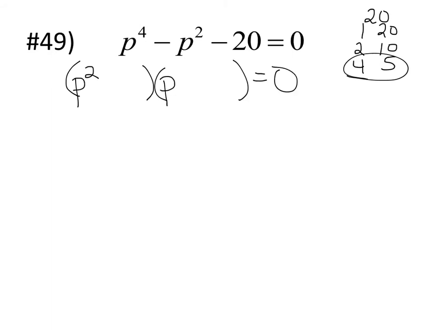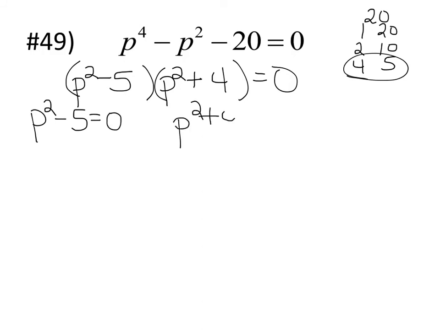You've got p squared for both because you want p to the 4th. Keep your first sign. If your first sign is minus, you change your second sign. Larger number always goes first. So then you have p squared minus 5 is equal to 0, and p squared plus 4 is equal to 0.